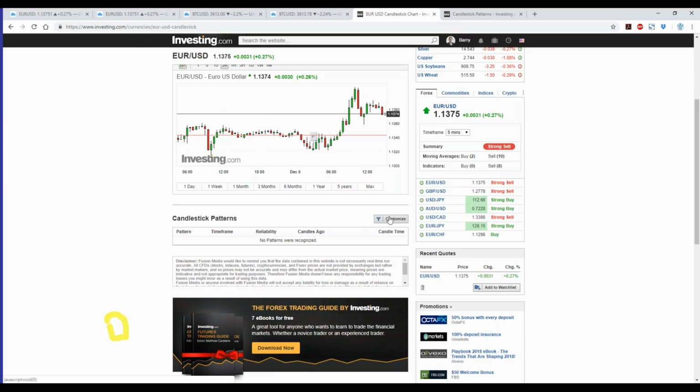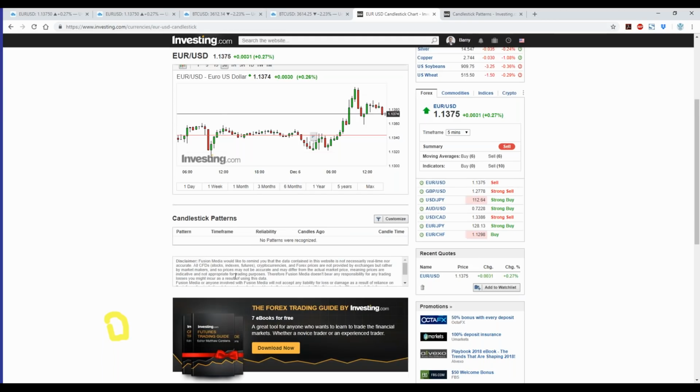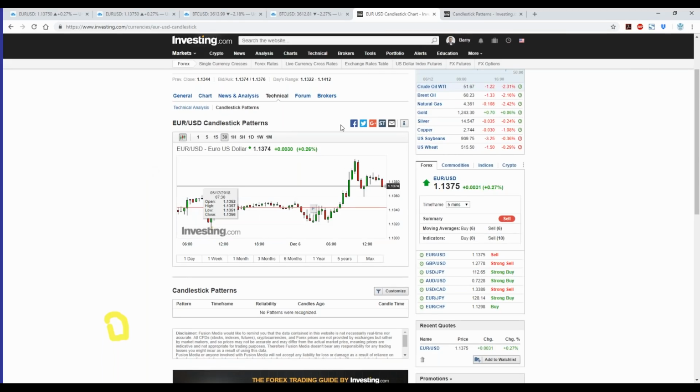Now this is for the euro US dollar. We can customize: do we want to see the 15-minute time frame, 30, 1 hour? Do we want to see completed patterns or emerging patterns, bullish or bearish, and what level patterns we want to see? We want to see the very top important ones, the lesser and lesser, and just apply it, and it's going to give us the patterns as they develop right here on our chart for the euro US dollar.